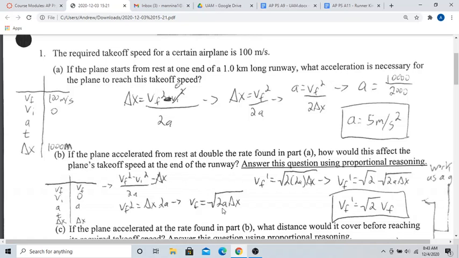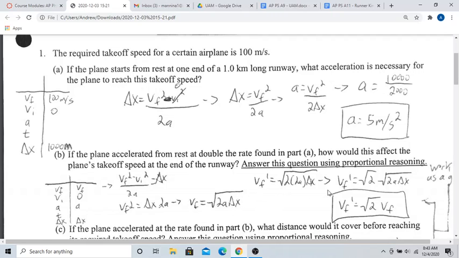I solve for VF squared, and I get that VF, the final velocity of anything, is just equal to the square root of 2 times acceleration times delta x. Now, this is where the proportional reasoning part comes in. We want to find the new final velocity. This would be considered the original final velocity. If I plugged everything in from this question, I would get 100 meters per second.